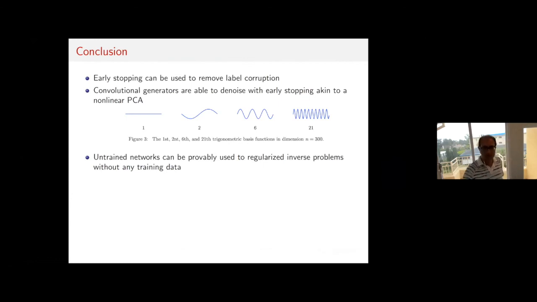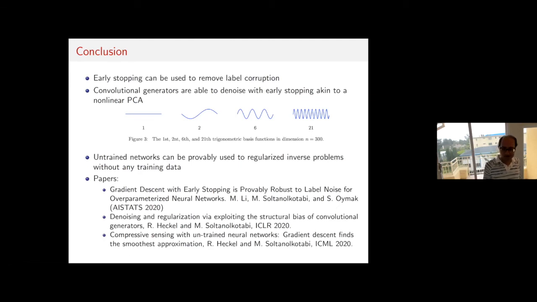So to wrap up, I talked about two things. One has to do with early stopping and how it helps remove label corruption in a classification setting. And we also saw that in a regression setting, it allows us to denoise, again, without any training data. Similarly, you can use these untrained networks as regularizers in inverse problems without any training data. And so here are the papers, and I'm happy to take any questions now.